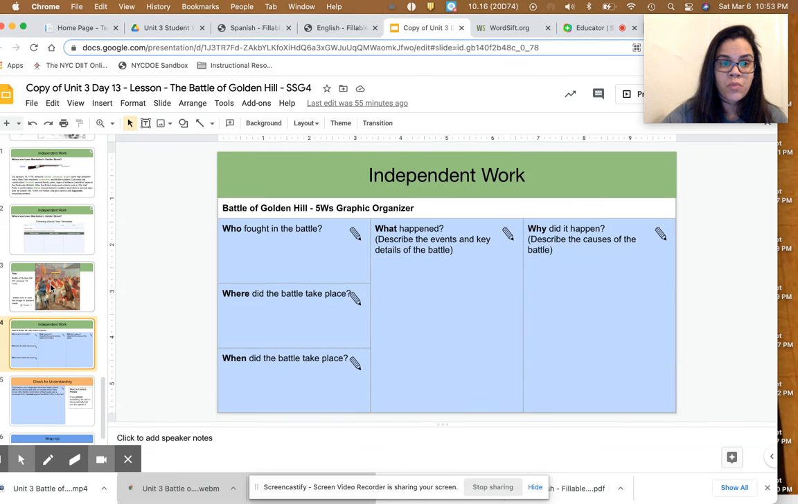So those are just some ways to scaffold and make content more accessible for our multilingual learners and English language learners during the independent work portion of this lesson.